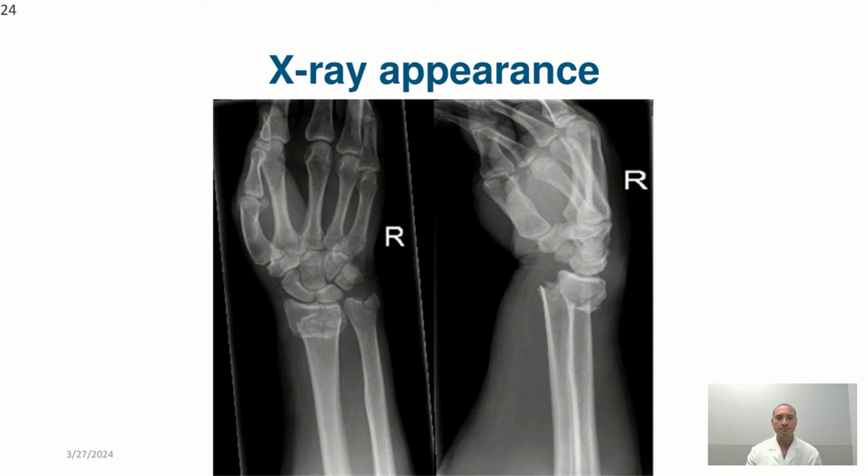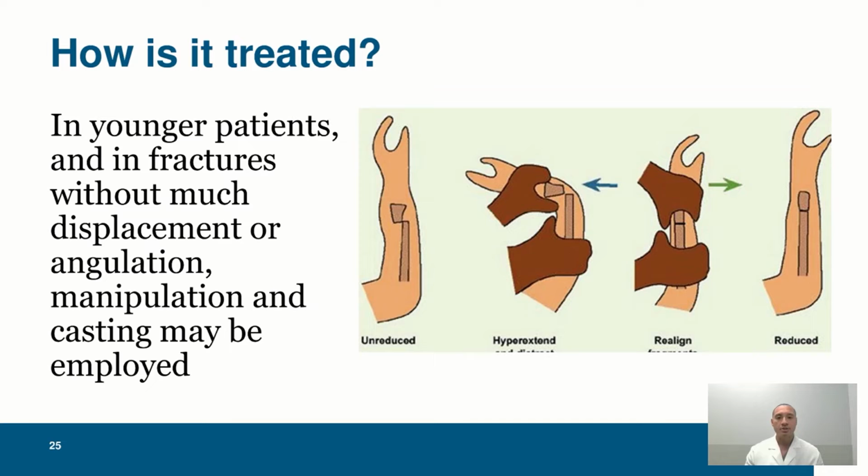Next slide, please. As far as treatment for a distal radius fracture, in youngsters or in fractures without too much displacement or angulation, you can manipulate the bone back into position. This picture here depicts a manipulation or reduction maneuver being performed, and then you would place a cast over top.